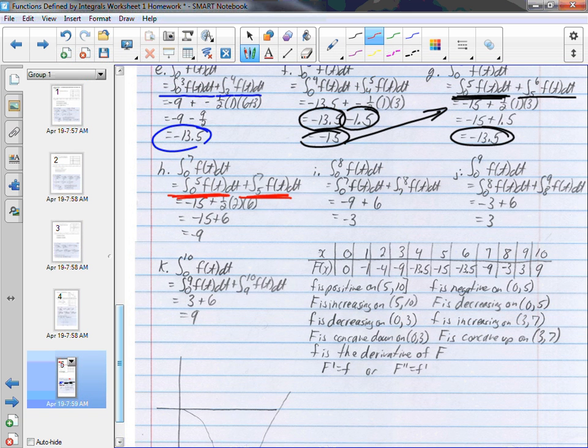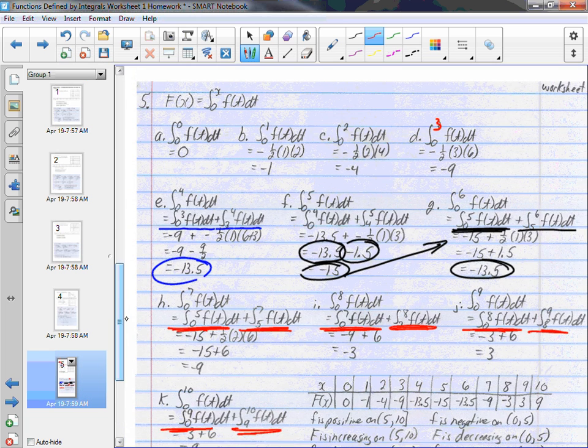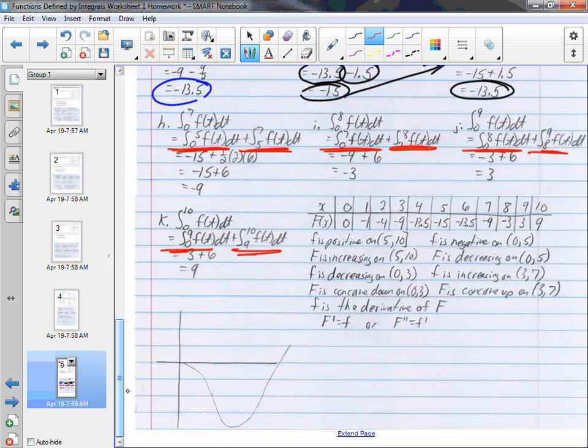Then, I guess I mixed and matched, didn't I? Then I went 0 to 7, 7 to 8, 0 to 8, 8 to 9, 0 to 9, 9 to 10. Does all that make sense? Everybody can do that? All right. So then we need to answer the question.